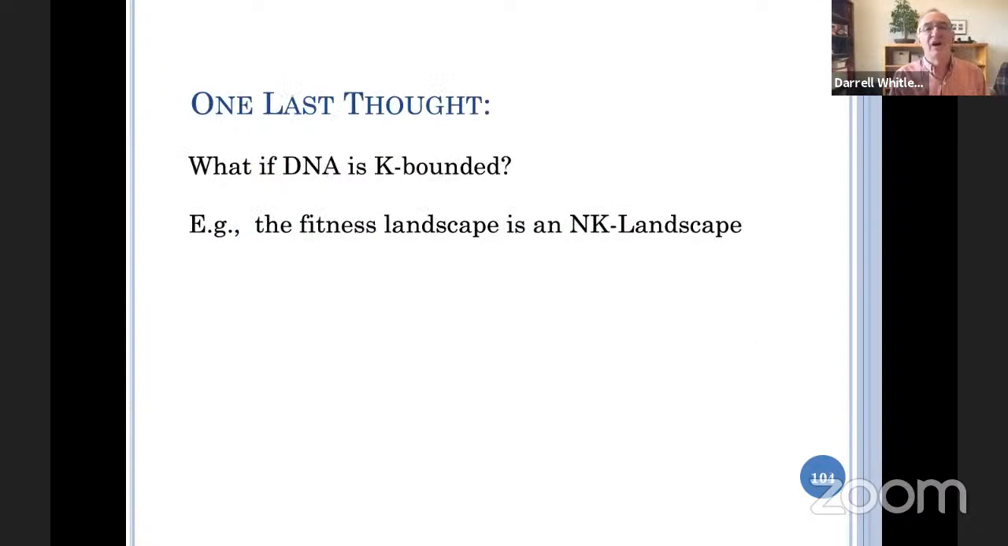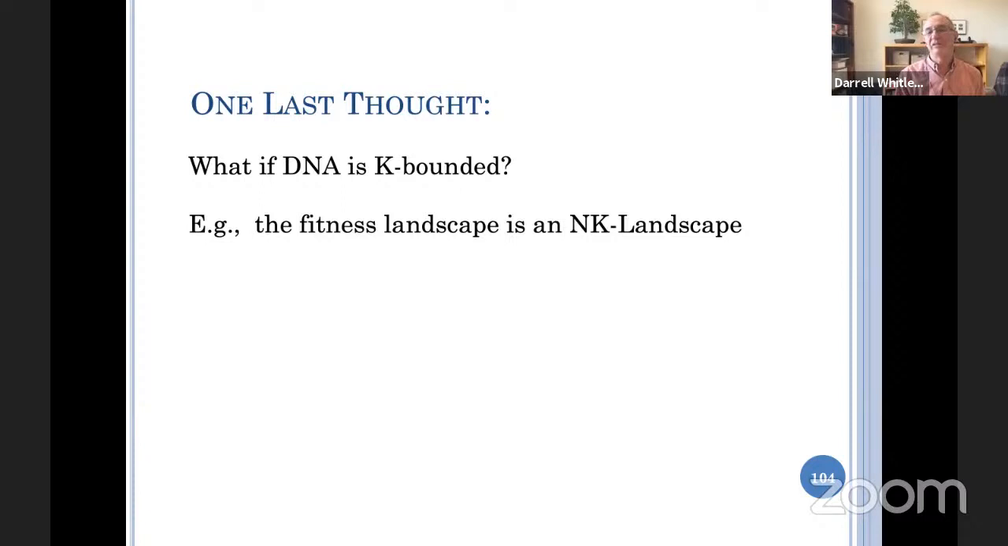Okay, one last thought. I had this at the end of another talk recently. What if DNA is K-bounded? Certainly this is an idea that Stuart Kauffman has proposed in his introduction of NK landscapes. He has put forward the theory that DNA is very well K-bounded in some sense.